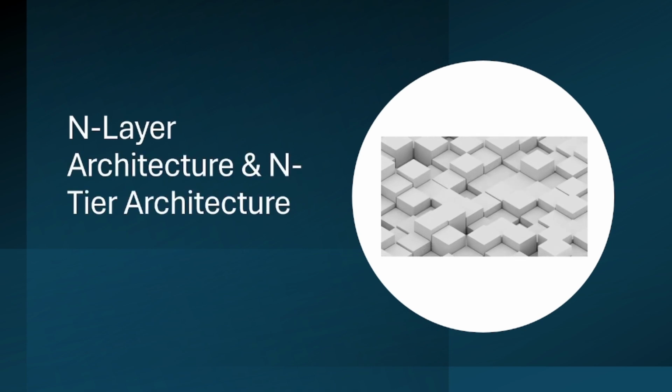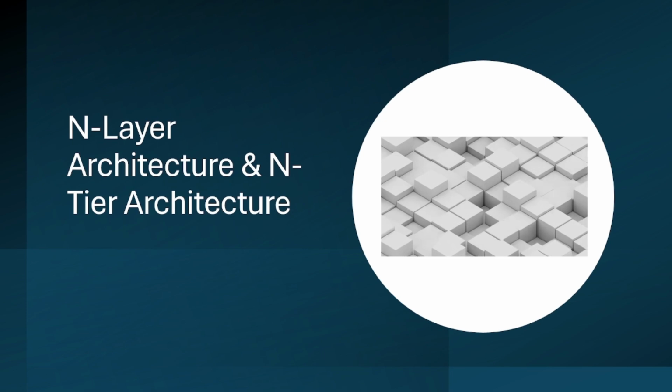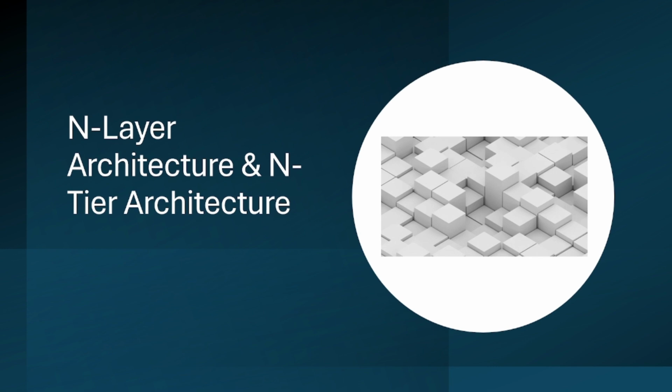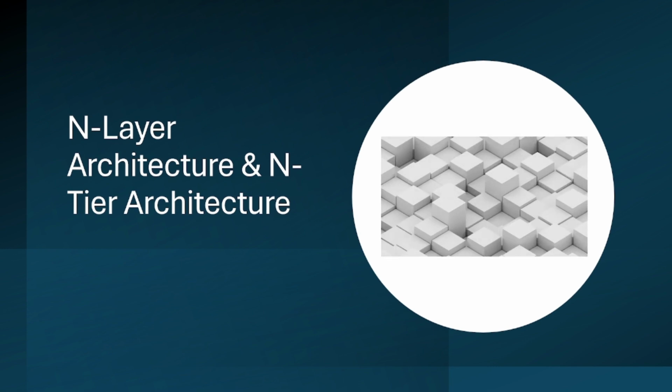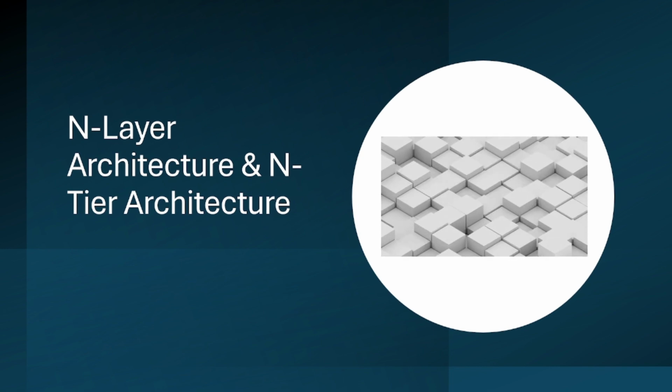Hello, in this video I am briefly going to talk about two different types of architectures. One is n-layer architecture and the second is n-tier architecture. So you will get some idea about what layered architecture is and what tier architecture is. You will get some idea about layer and tier as well.